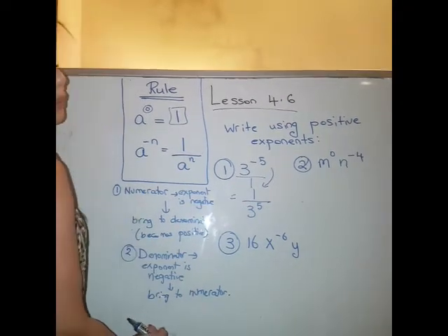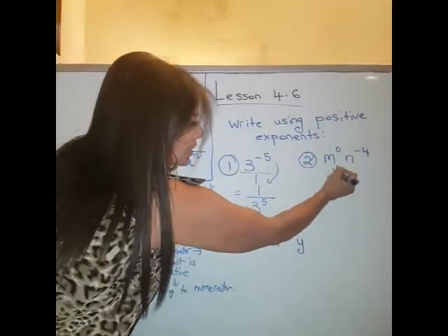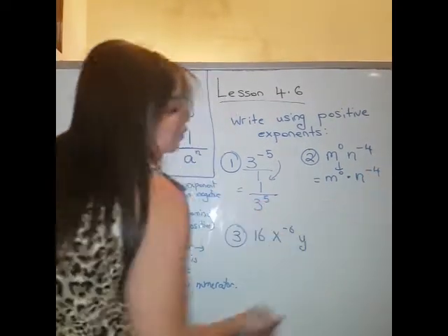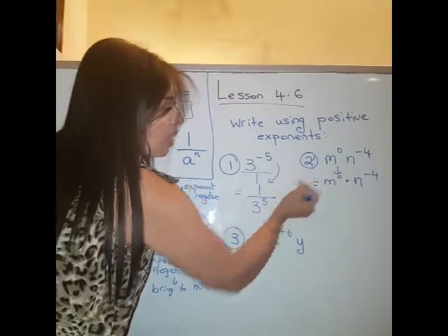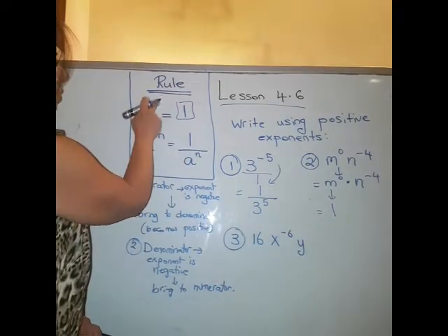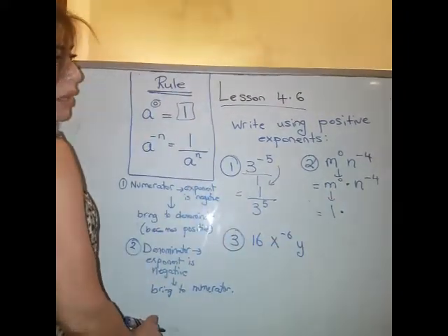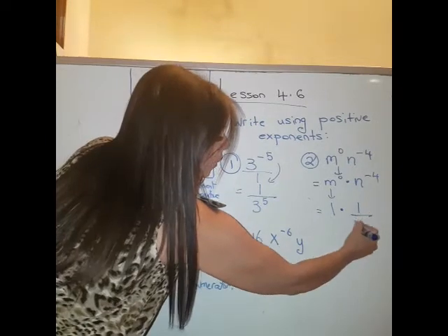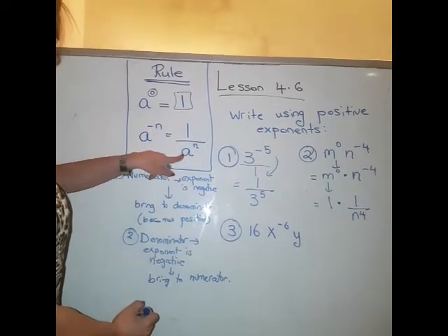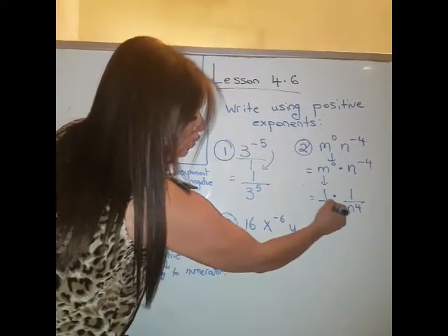Let's look at the second example. m to the power of 0, n to the negative 4. The first thing I do is break them up. What does this mean? m to the power of 0 times n to the power of negative 4. What is any number to the power of 0? It gives me a 1. Just like the rule, any number to the power of 0 is equal to 1, times n to the negative 4. It's in the numerator. What do I do? I bring it down to my denominator. Any number with a negative power, I put 1 over this number with the exponent. 1 times 1 over n to the 4, what does it give me? It's actually 1 over 1.